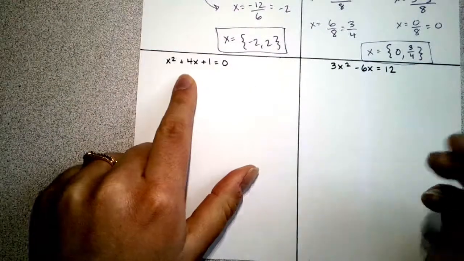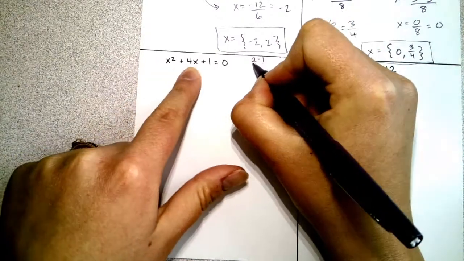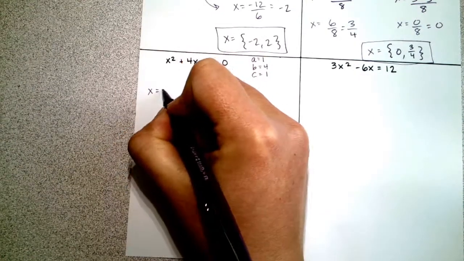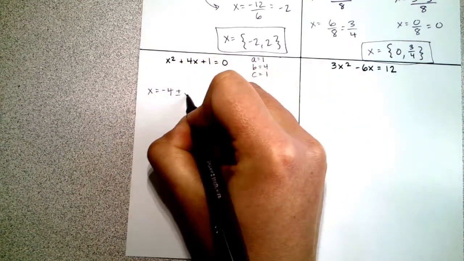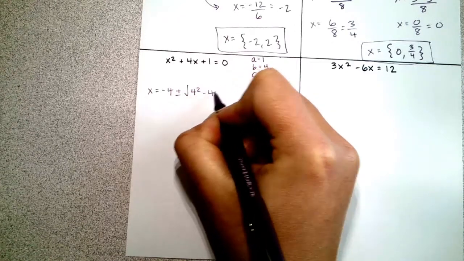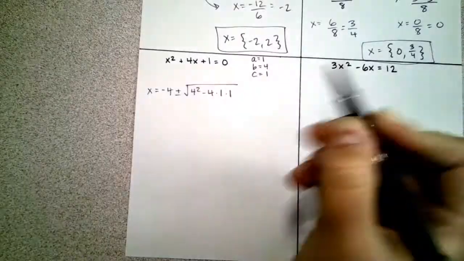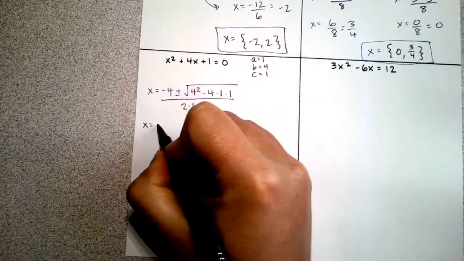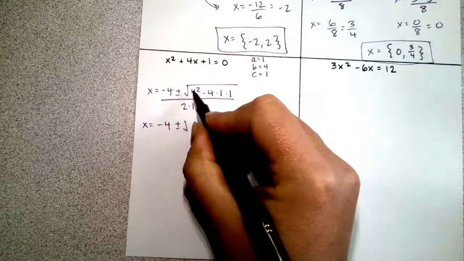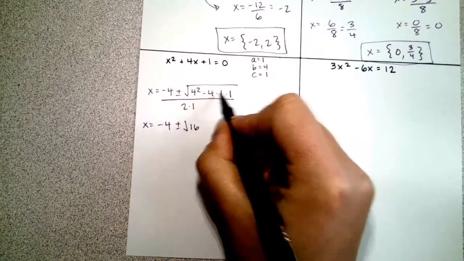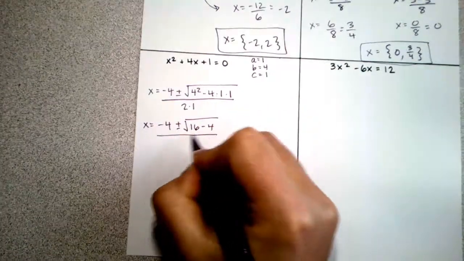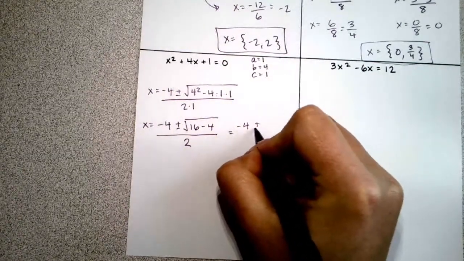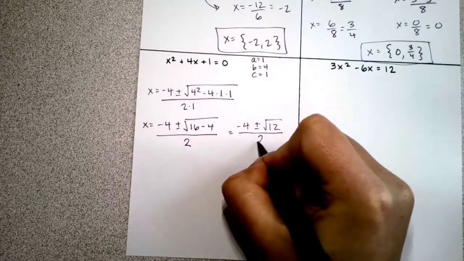So this is in standard form. We're ready to go. a equals 1, b equals 4, c equals 1. So we have x is equal to -b, -4, plus or minus the square root of b squared minus 4 times a times c, so 4 times 1 times 1, all over 2a, 2 times 1. Now we need to simplify. -4 plus or minus the square root of 4 squared is 16, and then this would be -4, all over 2. 16 minus 4 is 12. So this is -4 plus or minus the square root of 12 all over 2.